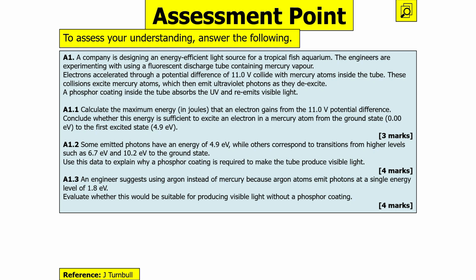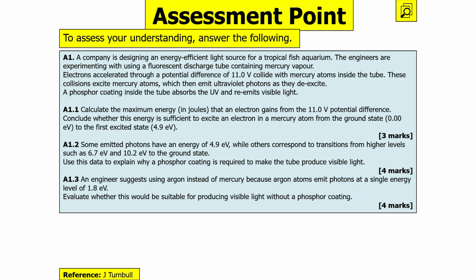Calculate the maximum energy in joules that an electron gains from the 11 volt potential difference. Conclude whether this energy is sufficient to excite an electron in a mercury atom from the ground state to the first excited state. Some emitted photons have an energy of 4.9 eV, whilst others correspond to transitions from higher levels such as 6.7 eV and 10.2 eV to the ground state. Use this data to explain why a phosphor coating is required to make the tube produce visible light.